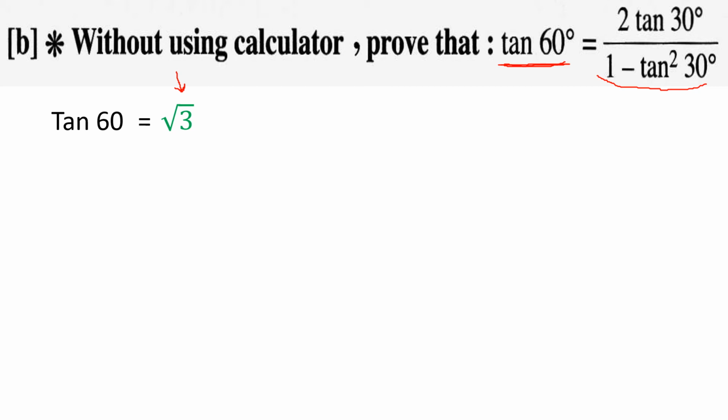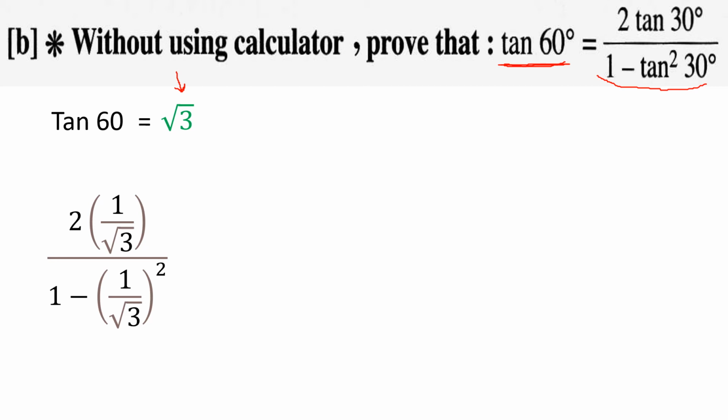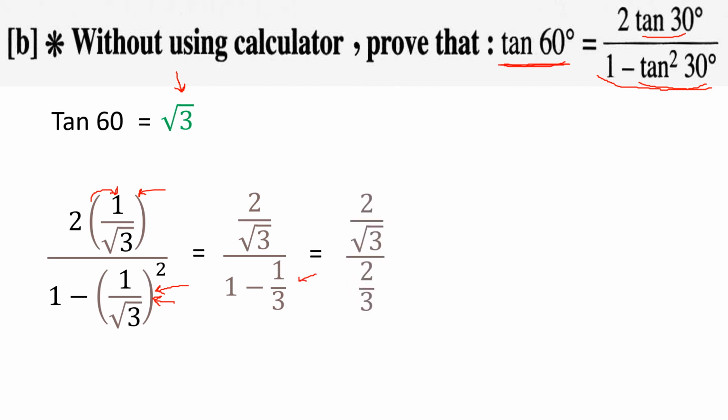Let's look at the right hand side. 2 tan 30, we know it is 1 over root 3, over 1 minus tan 30 all power 2. So 1 over root 3 all power 2. This will give me 2 times 1 is 2 over root 3. And at the bottom it will be 1 minus this quantity squared, which is 1 over 3, as you see. After simplifying, this will be 2 over root 3 and down in 2 over 3.